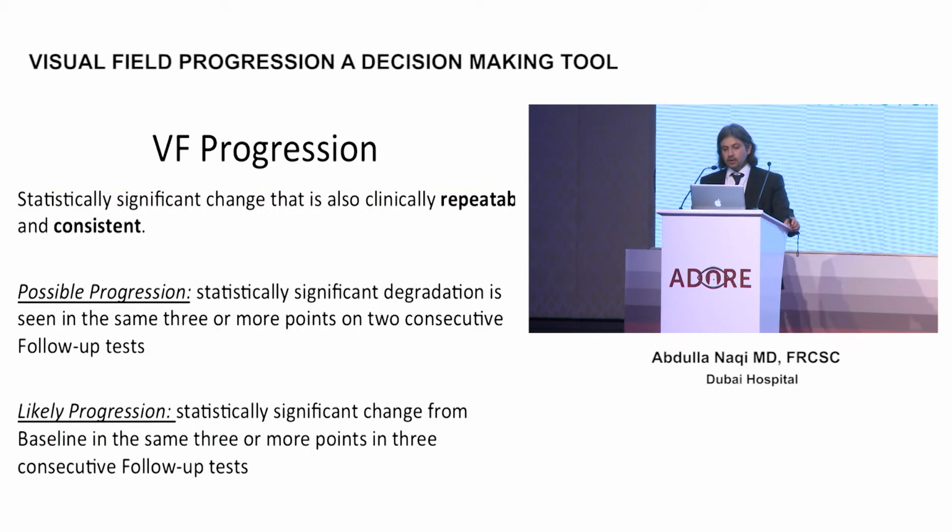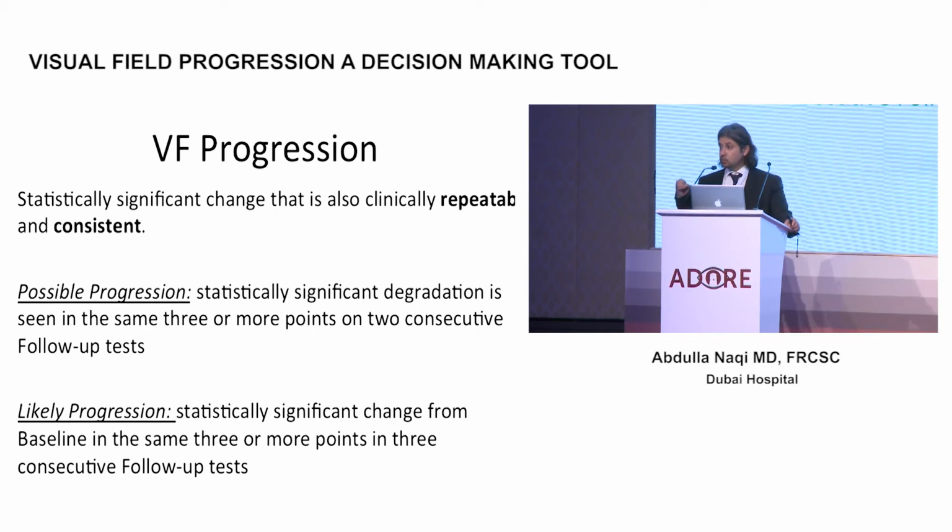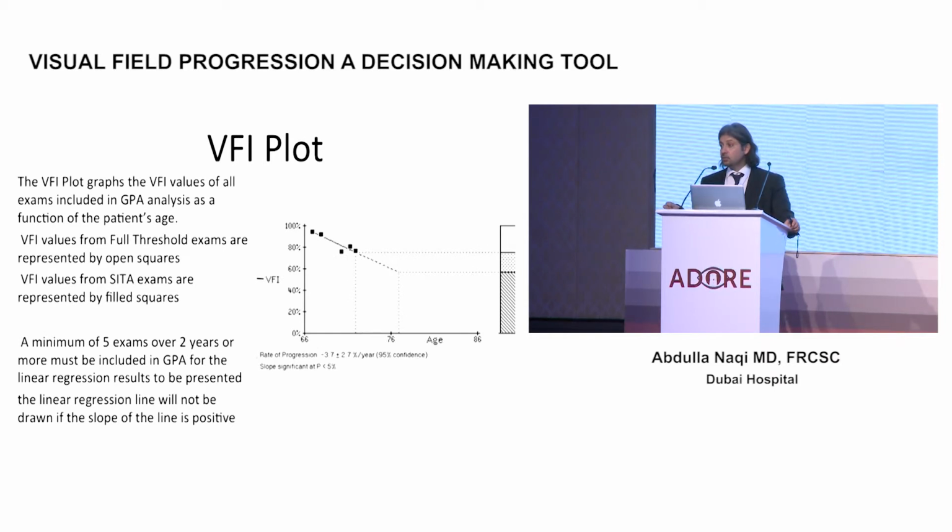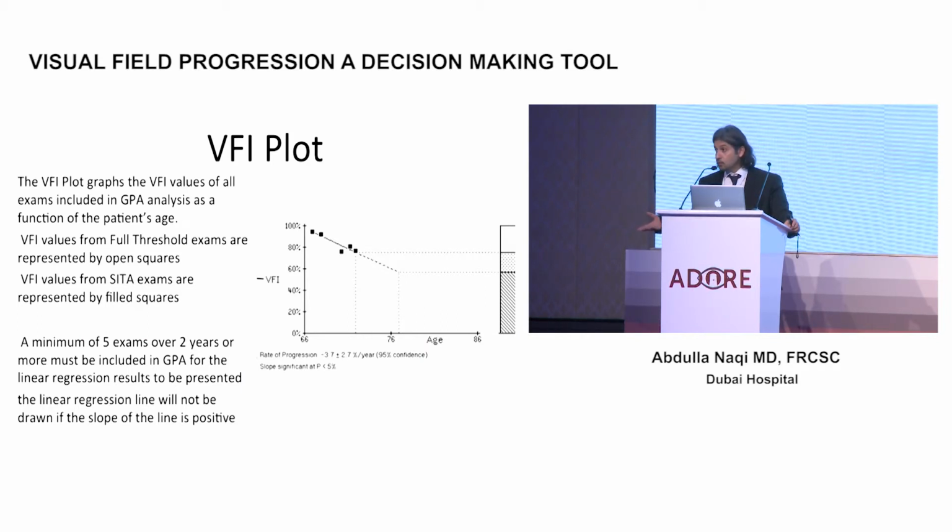Because if it reproduces itself twice, that is a possible progression. And if it reproduces itself three times, that is a likely progression. Of course, software will never tell you this is a definite progression, because then the company would be held responsible for that. But this software is a tool that will guide you not to miss progression, because if patients progress, they might end up with severe visual field loss, or something that you might even be sued for.